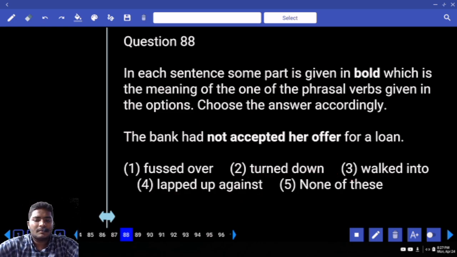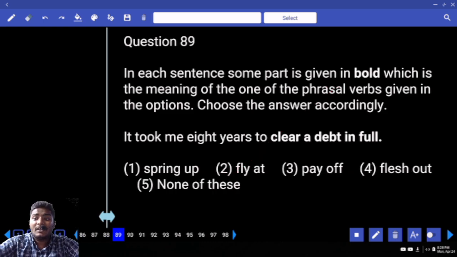Can you tell me your answer? The bank had not accepted her offer for a loan. What is your answer here? Turn down. Move to 89. It took me 8 years to clear a debt in full. You can directly get the answer, I think. What is your answer? Pay off, in the sense of clearing the debt.